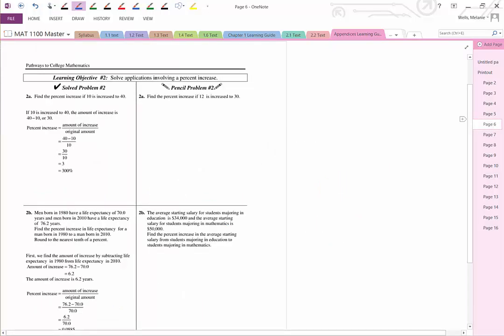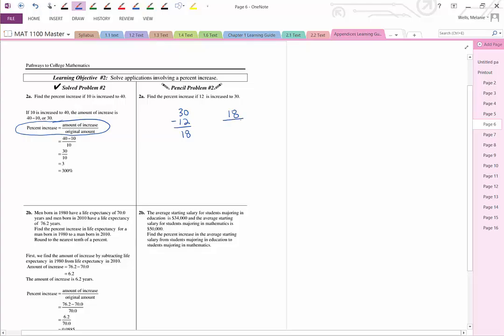Okay, next we're going to find the percent increase if 12 is increased to 30. The formula for this is also written in the solved problem, so we'll use that. We're going to find the percent increase by first finding the amount of the increase and then finding the original amount. So the amount of the increase will be found by saying 30 minus 12. So 30 minus 12 gives me 18. And then the amount of the increase, 18 over the original.